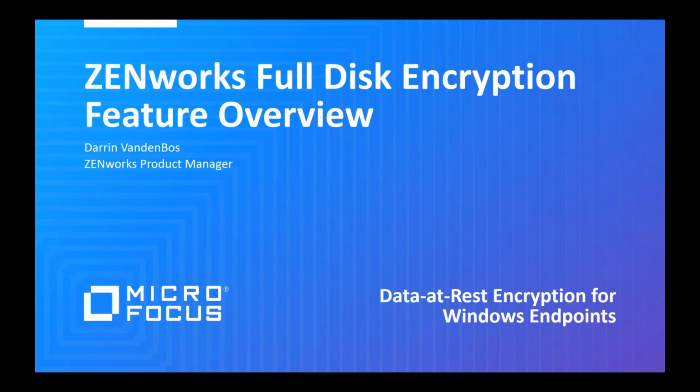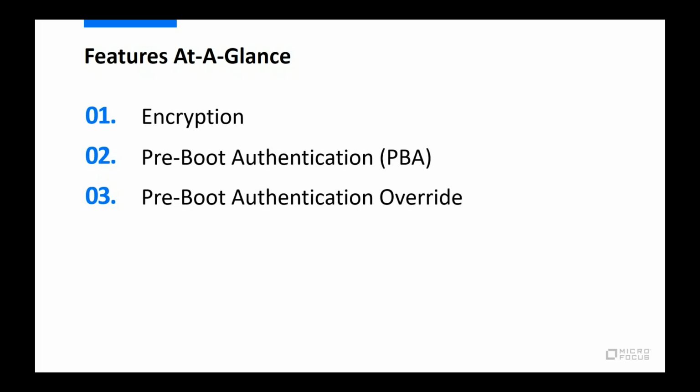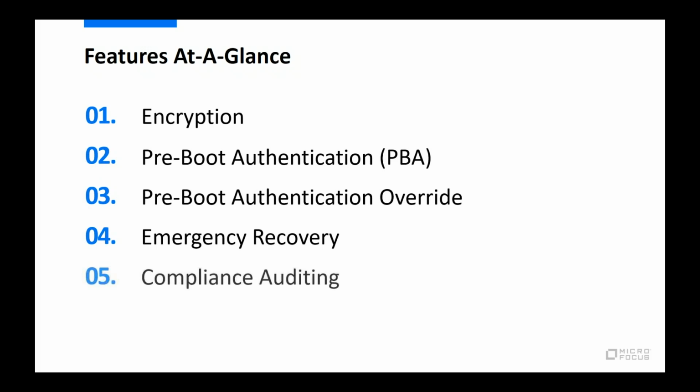ZENworks Full Disk Encryption is a fixed disk data at rest encryption solution. It secures data on Windows devices when the device is turned off, making the data, including the operating system, inaccessible to unauthorized users. Over the next several minutes, I'll introduce you to the primary features of ZENworks Full Disk Encryption, from what is encrypted and how it is encrypted, to how you can use pre-boot authentication to enhance Windows login security, how you can recover data if a device becomes unbootable, and how you can track device encryption status to ensure compliance with your organization's encryption policies.